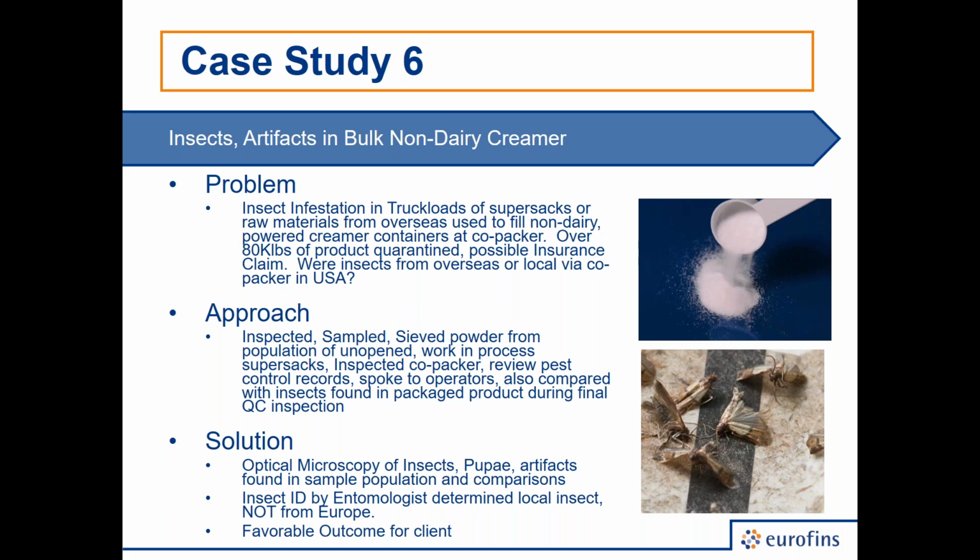Eurofins scientists came to the facility, independently inspected, and collected samples from the bulk super sacks, intermediate product, and finished product. Their testing included optical microscopy of the insects, isolating different pupa artifacts, and then we had insect identifications by our expert entomologist. It determined it was a local insect, and it wasn't from any of the super sacks. So it was a problem at the co-packer and a favorable outcome for the client.